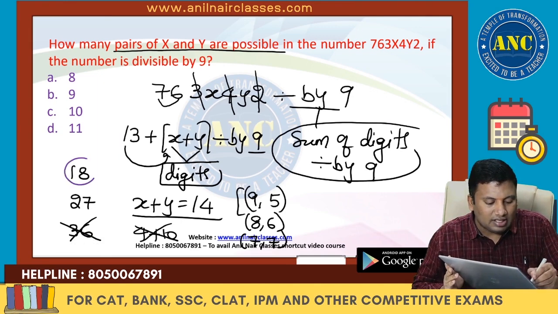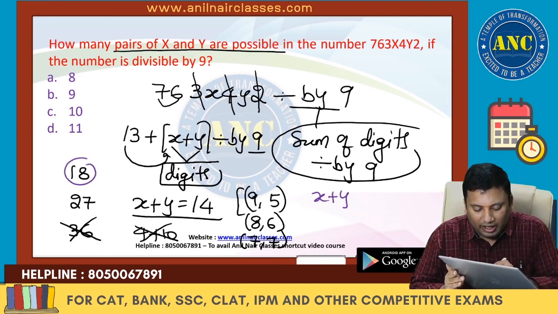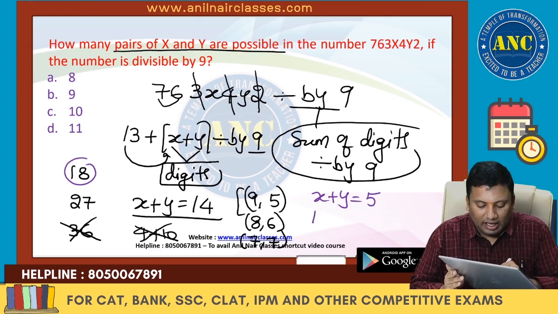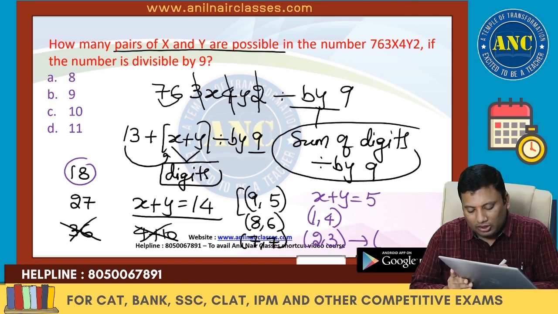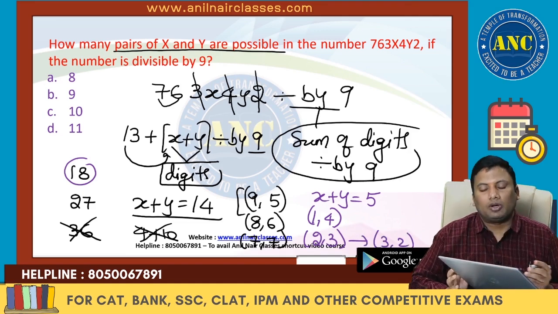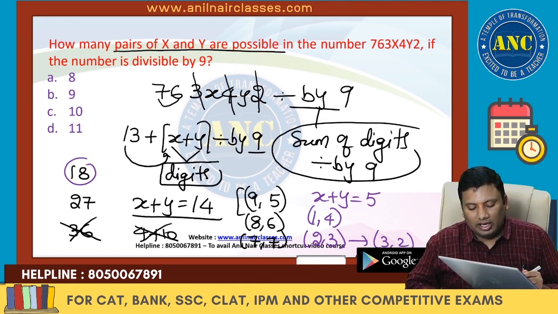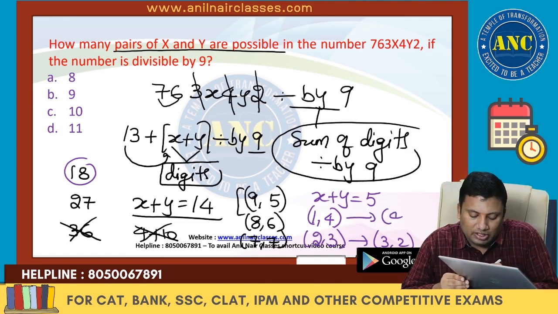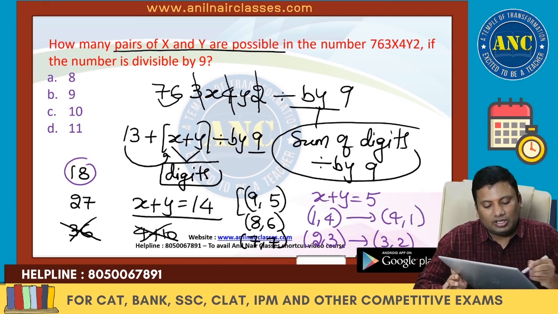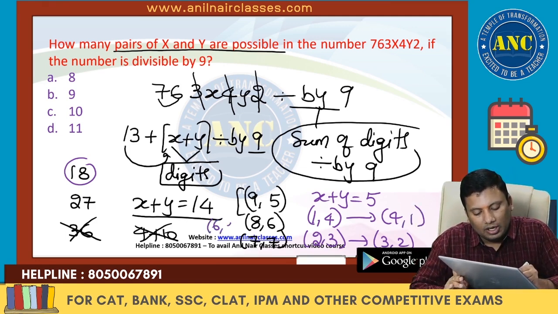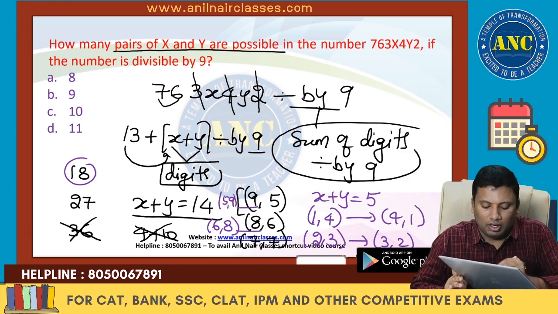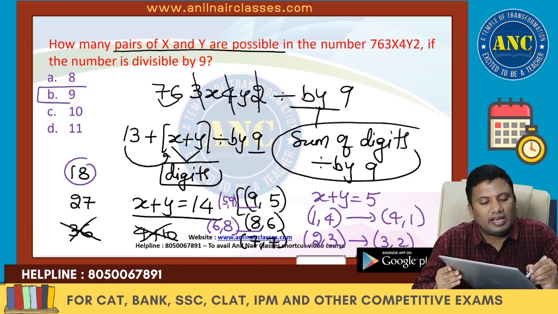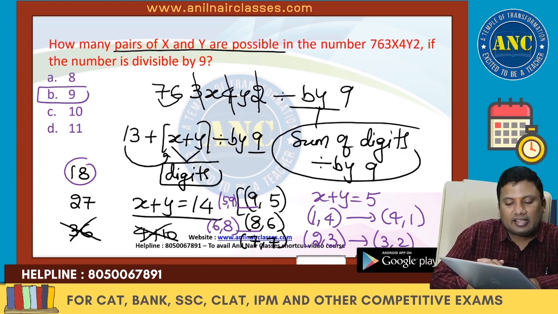If the sum is 18, x plus y is 5. If it is 5, then 1 comma 4, 2 comma 3. If it is 2 comma 3, this can also be 3 comma 2: x value 2, y value 3, or x value 3, y value 2. This can also be 4 comma 1, 6 comma 8, 5 comma 9. In total, how many cases will I get? 9 cases.